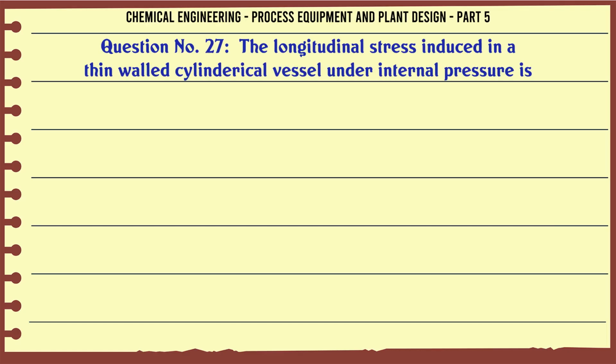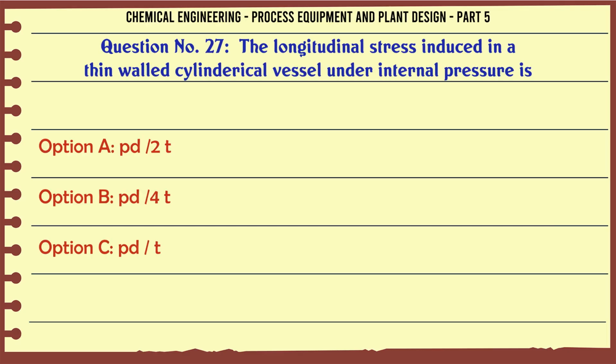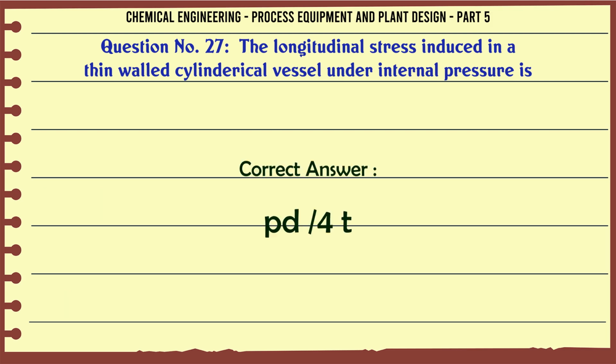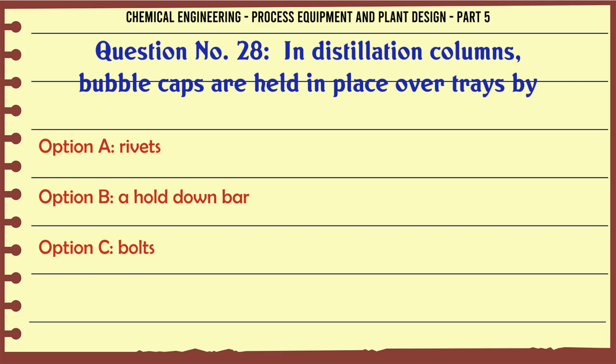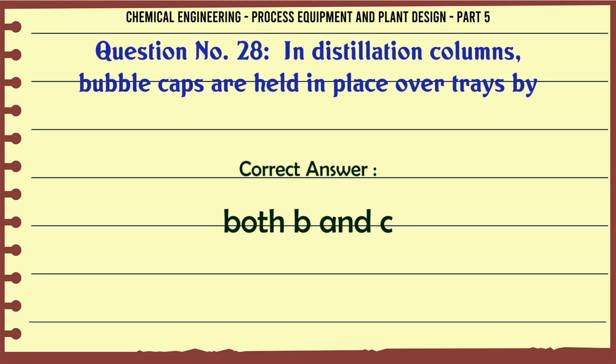The longitudinal stress induced in a thin-walled cylindrical vessel under internal pressure is A. PD/2t, B. PD/4t, C. PD/t, D. PD/8t. The correct answer is PD/4t. In distillation columns, bubble caps are held in place over trays by A. Rivets, B. A hold-down bar, C. Bolts, D. Both B and C. The correct answer is both B and C.